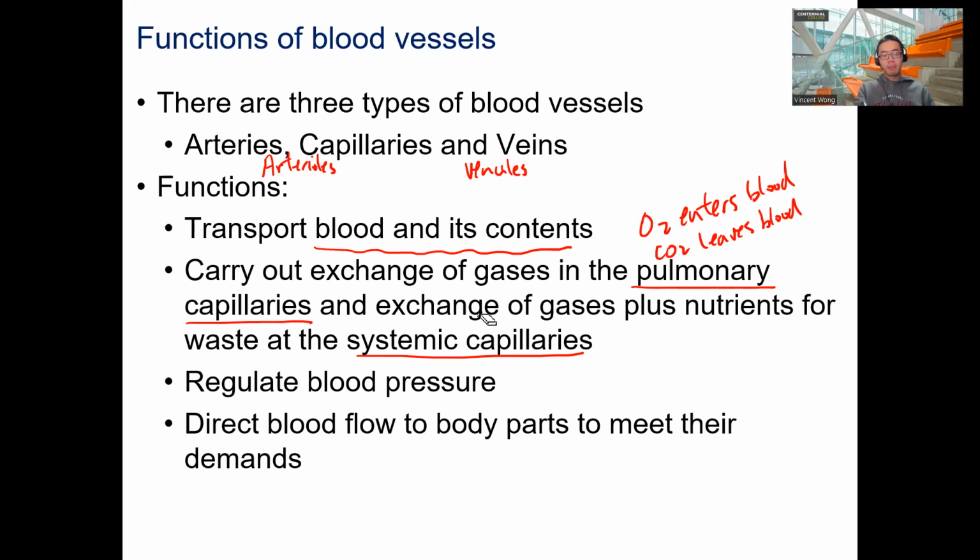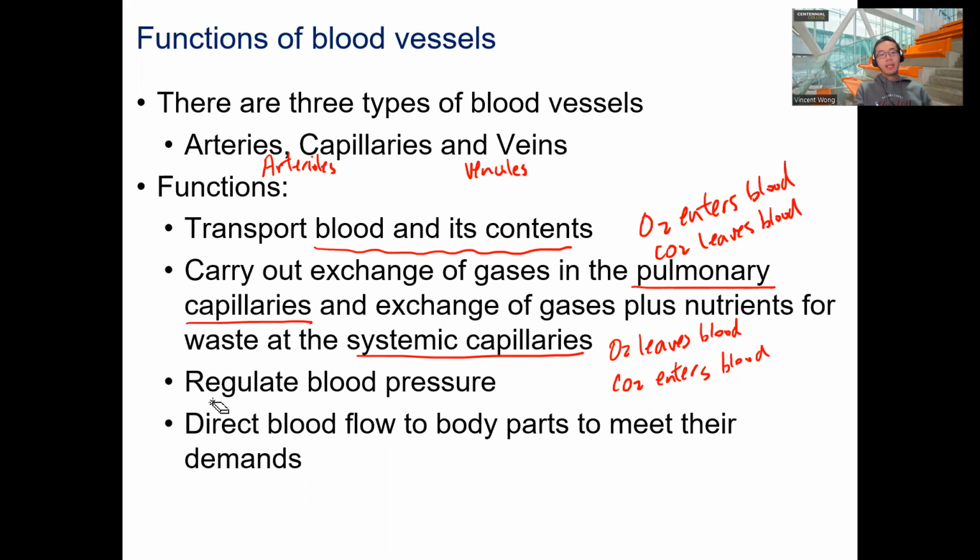But at systemic capillaries, at the body, say, in the digestive tract, for example, when the blood goes to the digestive tract, the O2 would now leave the blood so that your digestive system can use it. And then it will pick up carbon dioxide from your digestive system, and it will enter the blood. So the direction of gas exchange is dependent on which part of your body you're talking about. It's not always oxygen coming in or leaving. It depends on whether you're at the lungs or at an organ system.